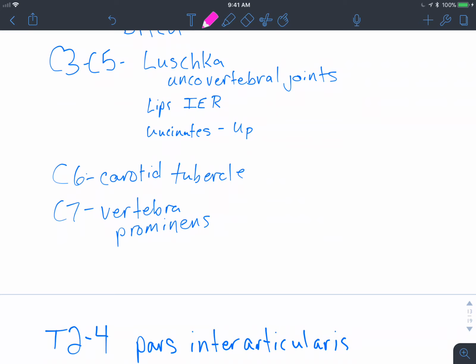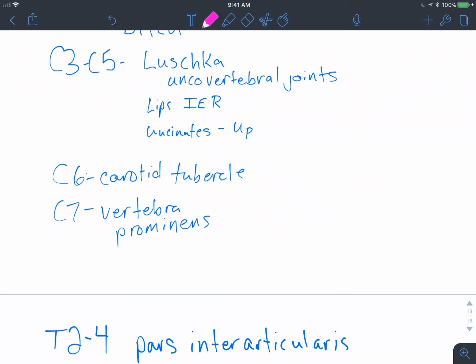C6, the big thing to remember with C6 is the carotid tubercle. The anterior tubercle can get scalloped and moved around because of this overarching theme of soft tissue remodeling hard. So when the common carotid artery gets in the way, it can actually remodel this bone. So that's usually seen at C6. And then C7 has an AKA. It's the vertebra prominens.